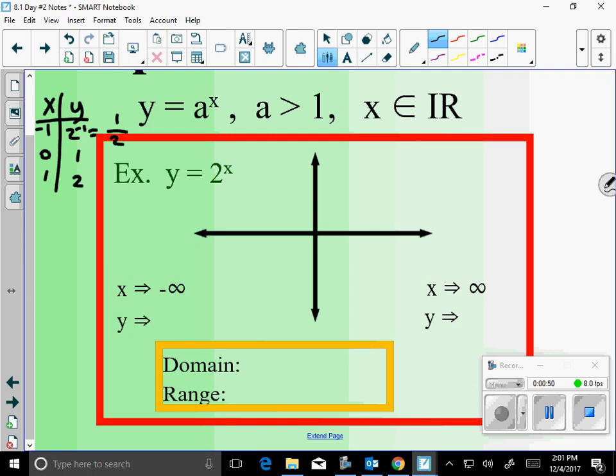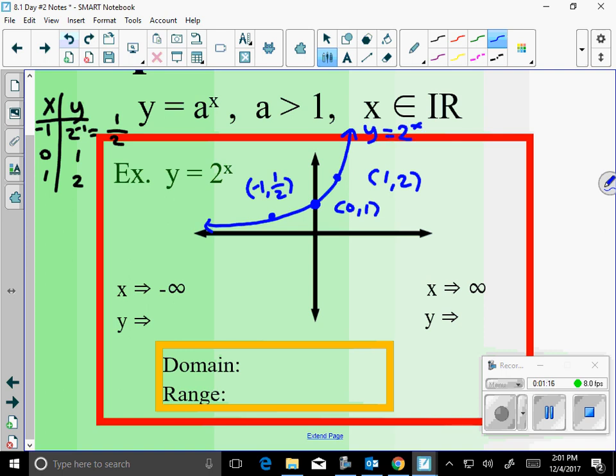So I'm going to sketch this graph. I'm going to sketch the point 0, 1, which comes up a lot. You'll see that happen quite a bit. And then I'm going to plot the point -1, 1/2, and the point 1, 2. So here's an exponential function called y equals 2 to the x.